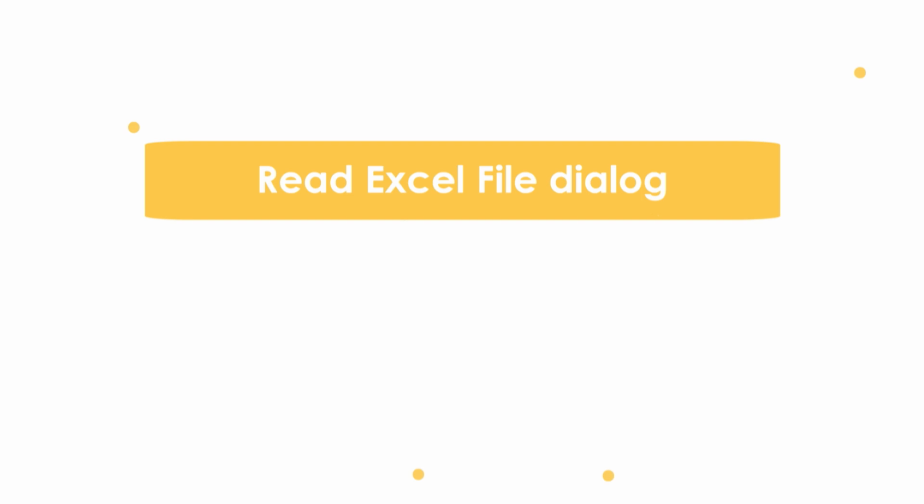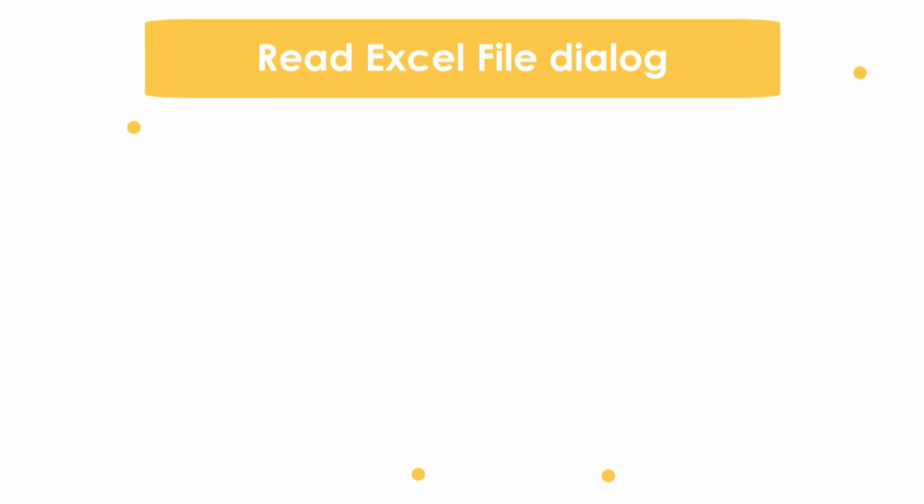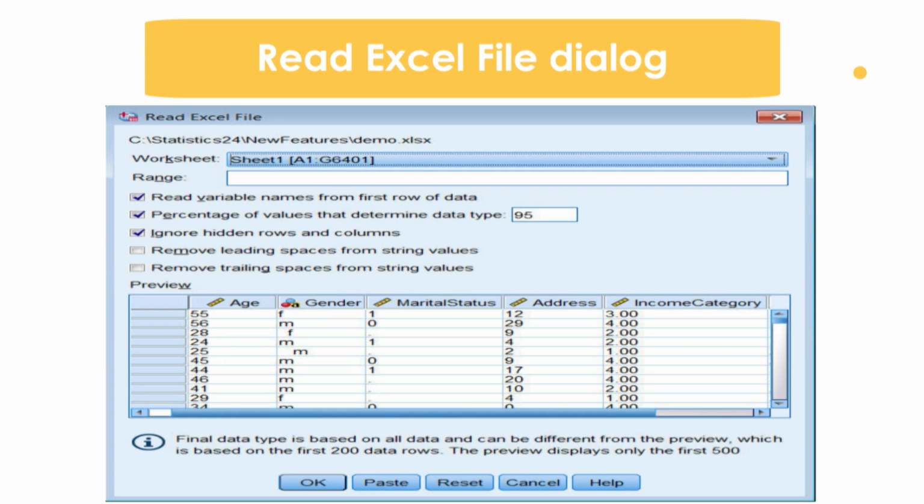Next, we will be discussing how to read the Excel file dialog box. So, now you can see here this is the Read Excel dialog box. From this, you can see we have different kinds of variables like age, gender, marital status, and you can see here we have clicked read variable names, percentage and ignore. We have enabled these things and at last we have to click OK.